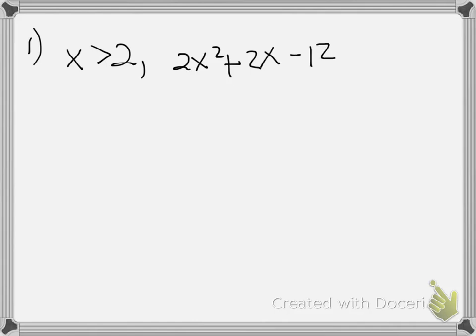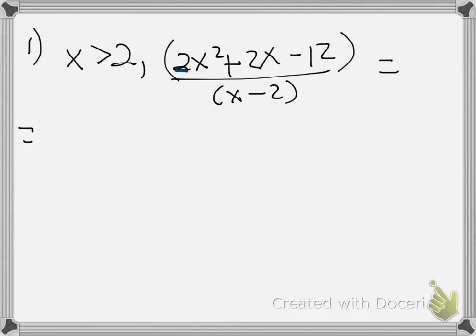Now, the first one that I'd like to look at is: x is greater than 2, 2x squared plus 2x minus 12 divided by x minus 2 simplifies to what? Well, this is a division problem. That's the first thing to realize here. You could do polynomial division. You could do synthetic division. I don't necessarily think either one of those is the easiest or the most expedient way to do this.